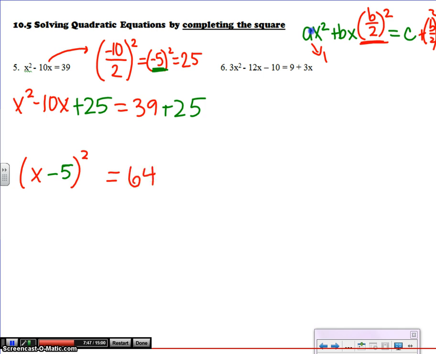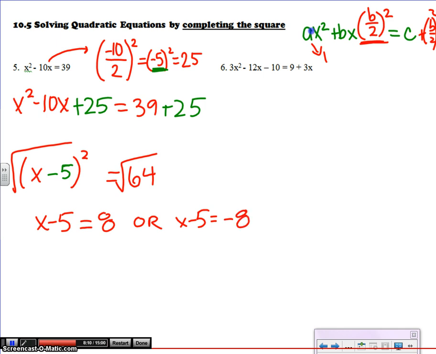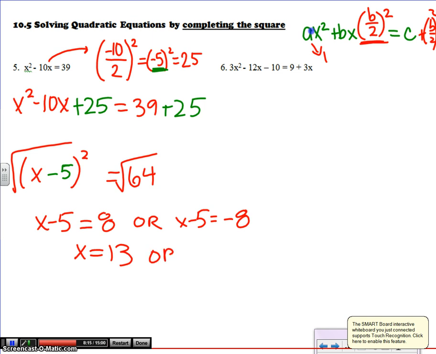And now this problem that we've written right here looks just like the other problems that we did before. So we're going to go ahead and we're going to take the square root of both sides. And we have x minus 5 either equals 8 or x minus 5 is equal to negative 8. And for whatever reason, my smartboard wants to get all funky in the afternoon here. So we're going to go ahead and we'll have x is equal to 13 or x is equal to negative 3.